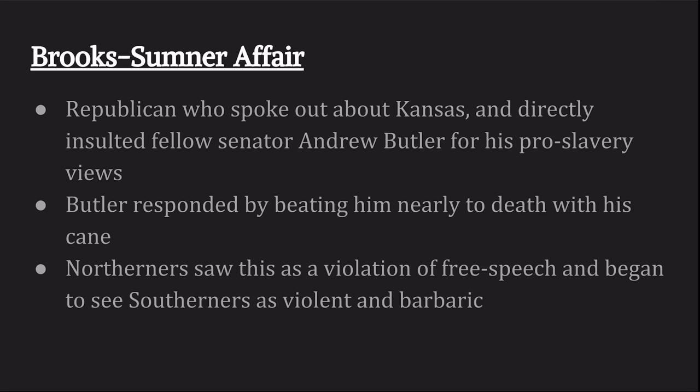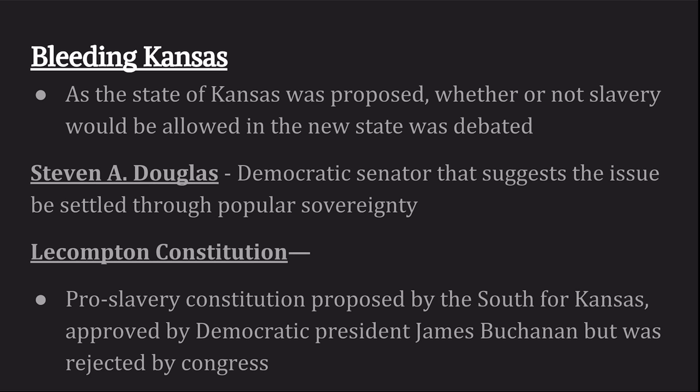The Brooks-Sumner affair was there was this Republican senator, and he insulted another senator, Andrew Butler, for his pro-slavery views, and Butler responded. He beat him really badly with his cane, and this was seen as a violation of free speech, and the North started seeing the South as this violent people that is almost barbaric.